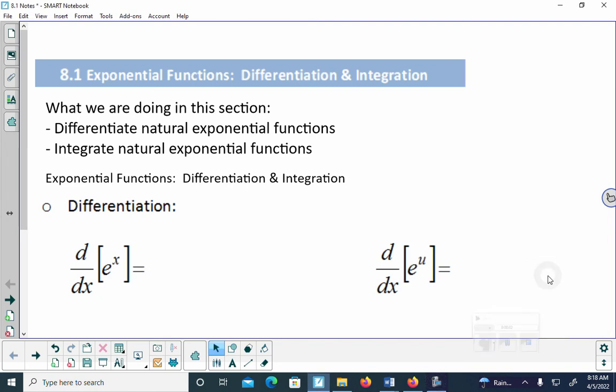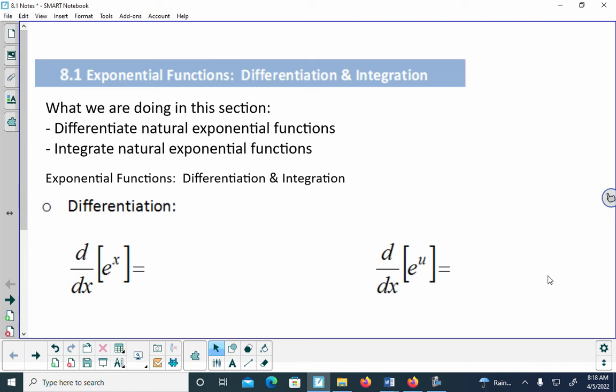Hello, this is Mrs. Ward, and I am going to go over the notes from section 8.1, exponential functions, and we're going to take the derivatives and integrate the exponential functions. So we have done derivatives in the past, and we have done integration in the past, and we just did a quick review on exponential functions.